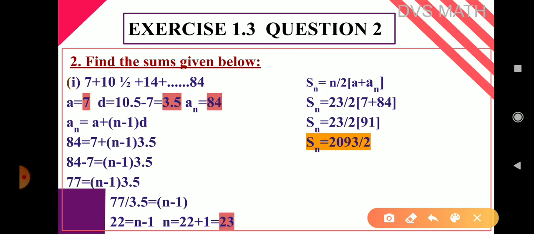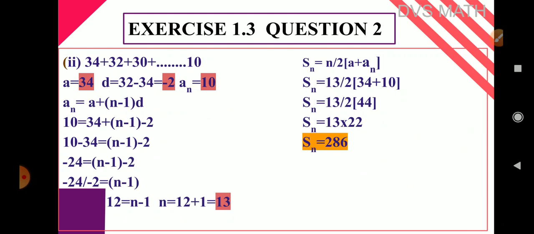Here we can't divide 23 by 2, so just write 23 by 2 into 91 and multiply these two. 23 into 91 gives 2093 by 2. This is the sum of the given sequence, or the sum of these numbers. Clear? Here they gave the sum, don't think it is some other number. Instead of giving a1, a2, a3 as a sequence, they just gave a1 plus a2 plus a3 like this. So next, sub question 2.